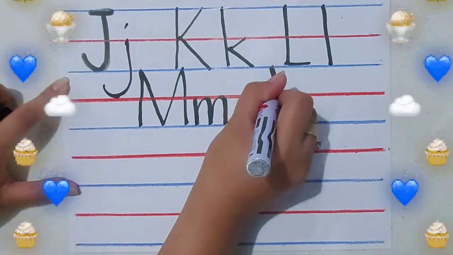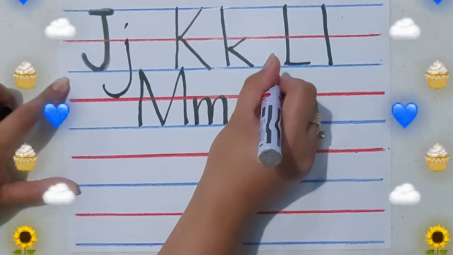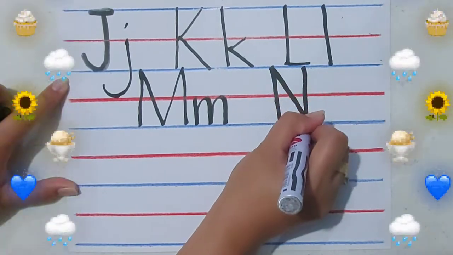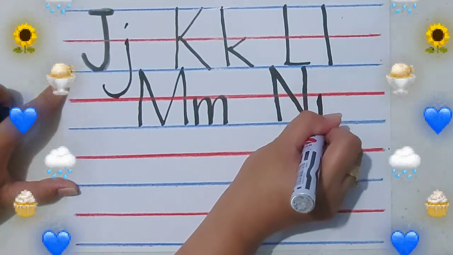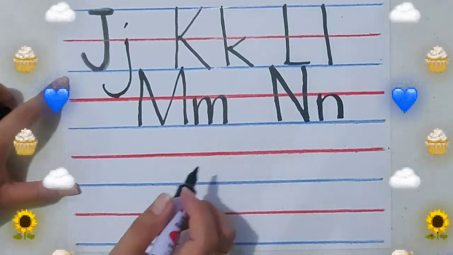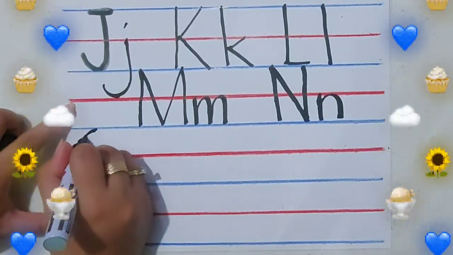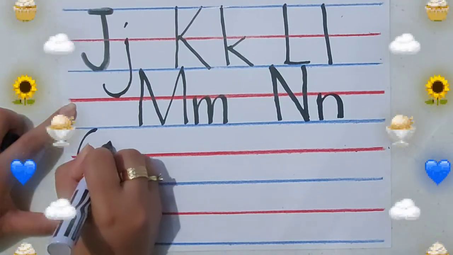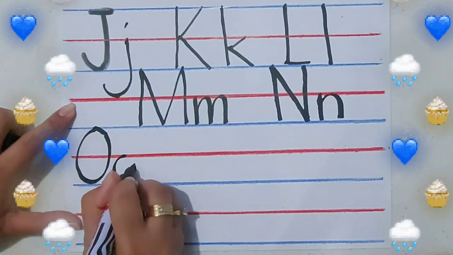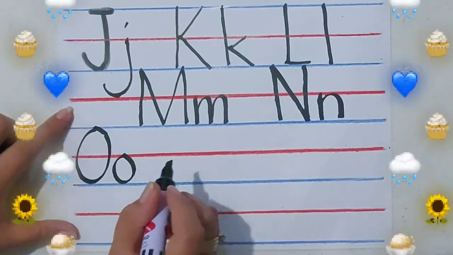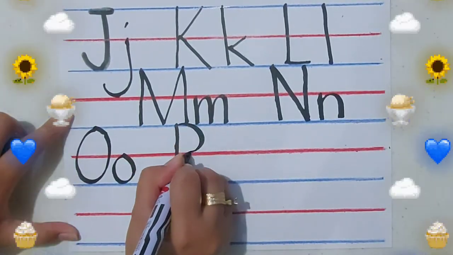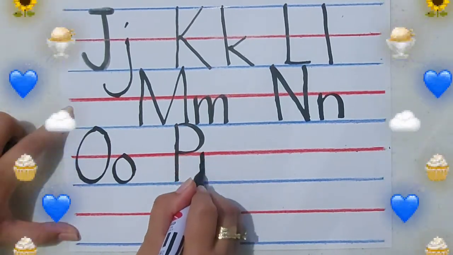Next is N, down, slant line, down, and down. Baby N, up, down, and jump. What do you think is next? Okay, the letter O, circle, and small circle. Next is P, down, curve line. Baby B, down, curve line.